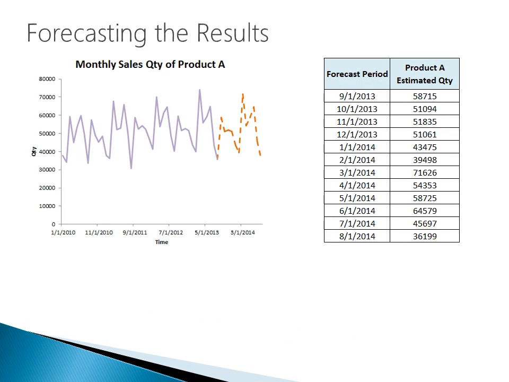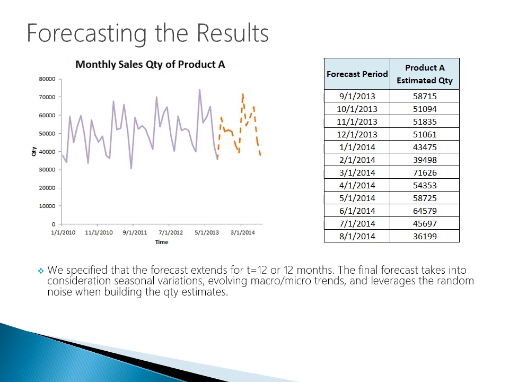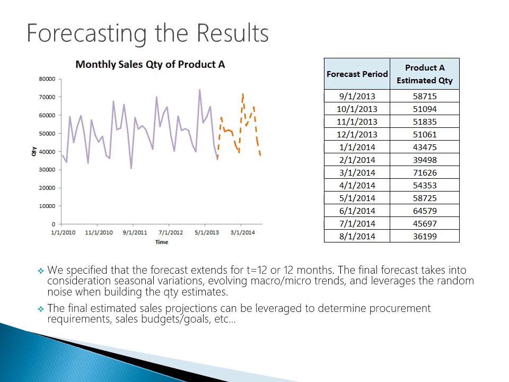Now that we've done this work, we can go about charting this line chart onto the graph. So we can forecast moving forward into a period and see the resulting estimated product quantities. In our example, we extended the forecast out for an additional 12 months. The final forecast takes into consideration our seasonal variations, evolving macro and micro trends of this product, and it leverages the random noise when building the quantity estimates. The final estimated sales projections can be leveraged to determine procurement requirements, sales budgets and goals, etc.